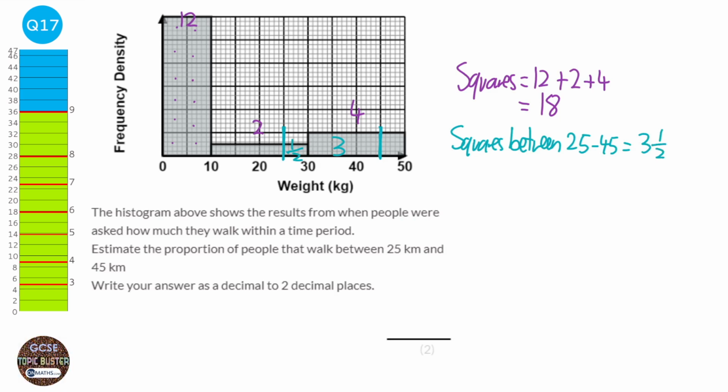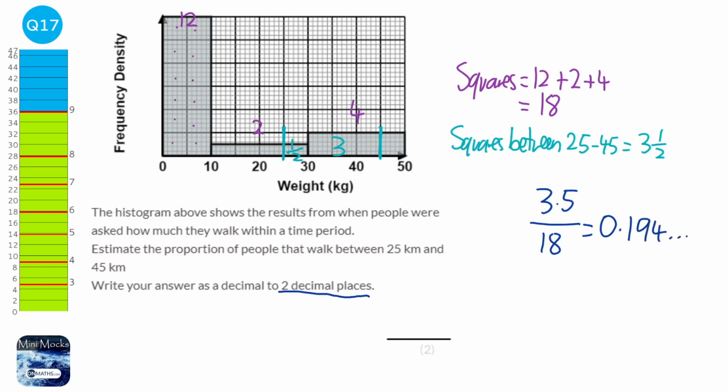Okay, so we've got 3.5 in total, or 3.5 out of a possible 18. So we just need to do 3.5 divided by 18 to work out the proportion, and that gives us 0.194... It says it wants 2 decimal places, so that would be 0.19.